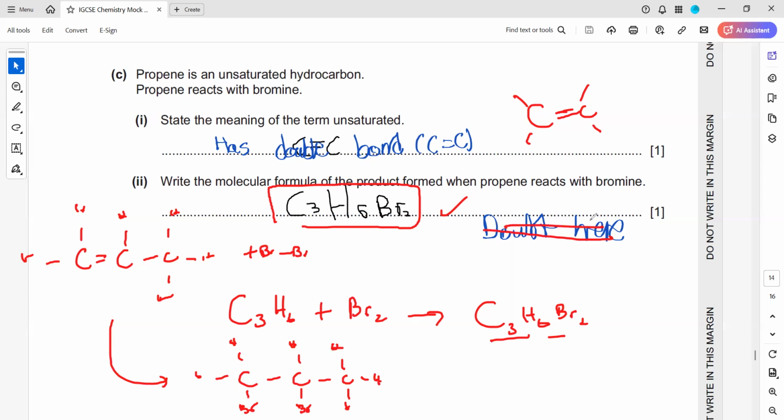Sir, for unsaturated, can we say that it has a double bond only? But you must specify, because there is also a double bond between oxygen and oxygen. So you have to specify that it contains a carbon-carbon double bond. Will we lose the mark if we don't specify? Yeah, because double bonds can be between oxygen too. Even in carbon dioxide, carbon is double bonded. So there should be a carbon-carbon double bond for us to call it an unsaturated hydrocarbon.